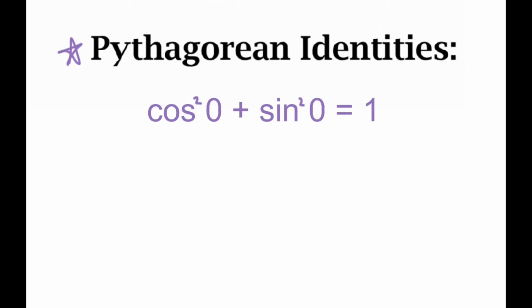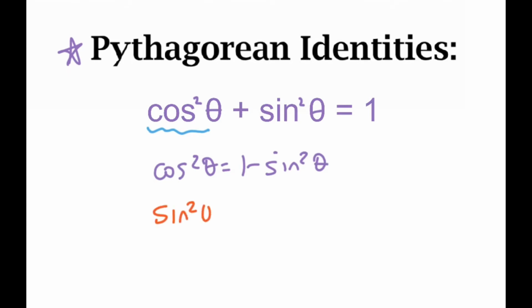A follow-through from this is that if we solved it for cosine squared, meaning if we got cosine by itself, it would be cosine squared theta is equal to 1 minus sine squared theta. And then also if we solved for sine, it would be sine squared theta equals 1 minus cosine squared theta. So those are two little follow-throughs from that, but you want to be watching for that one. It's going to come up a lot.